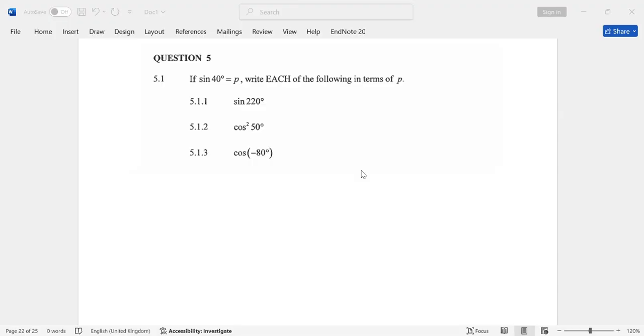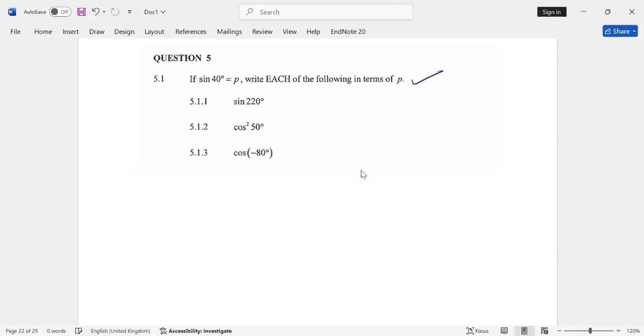Now the next question we have is question number 5. In question number 5, the first part is 5.1. If sine 40 degrees is equal to P, write each of the following in terms of P. Okay, so first of all, we have 5.1.1, that is sine 220 degrees.